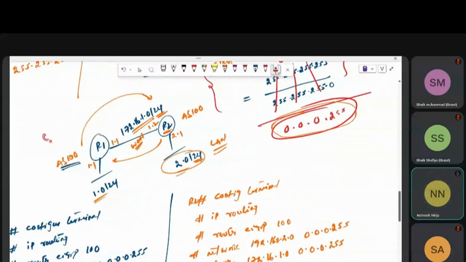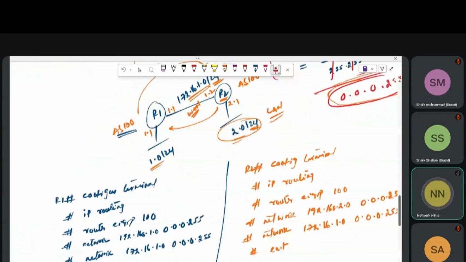This is our scenario. In this scenario, we took two routers, and for router 1 the LAN network is 1.0/24, and for router 2 the LAN network is 2.0/24. We connected both routers with a point-to-point link, and we took the 172.16.1.0/24 network for the WAN connectivity. And 1.1 we assigned on router 1, and 1.2 we assigned on router 2.